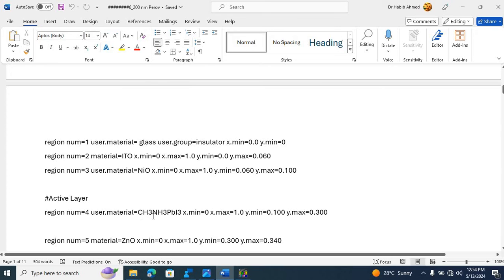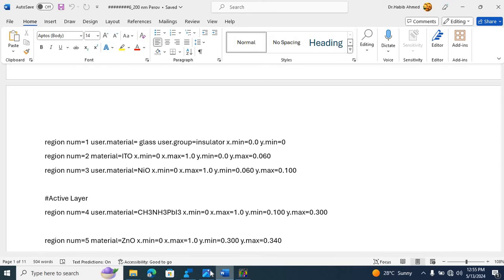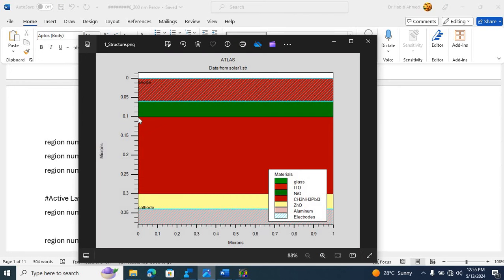Similarly, methyl ammonium lead iodide is my region number 4. Once again, it's a user-defined material, running from 0 to 1 micrometers in the x direction and from 100 to 300 nanometers in the y direction. As you can see, it's running from 0.1 to 0.3 micrometers. And here is the reference chart for this structure.